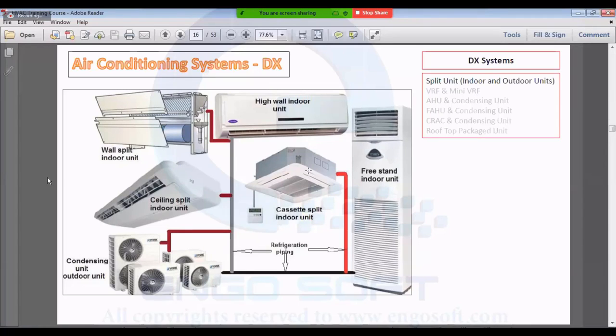This is the last one, the freestanding unit we talked about, which is used in mosques and in large meeting rooms, right? This one has a higher capacity, which is 5 horsepower.